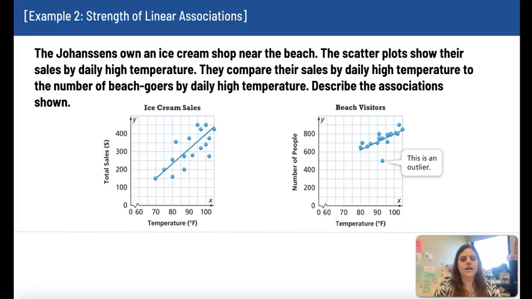So here we can see their ice cream sales. Their sales go up as the temperature gets warmer. And here's our beach visitors. As the temperature gets warmer, we also see our number of people is going up or increasing. We do see an outlier in this data. There was a 90-some degree day where less than the expected amount ended up going to the beach. And these both make sense. As it gets hotter, more people want ice cream and more people go to the beach.